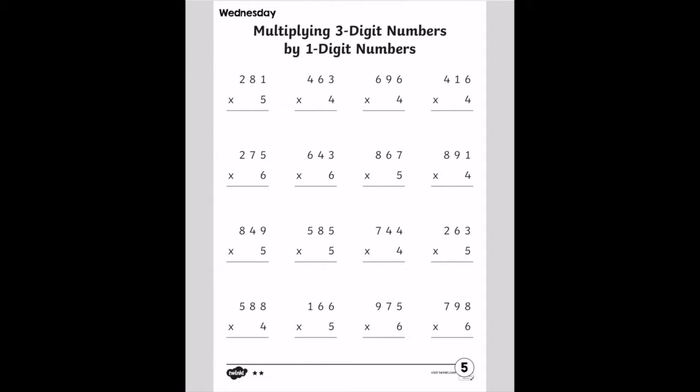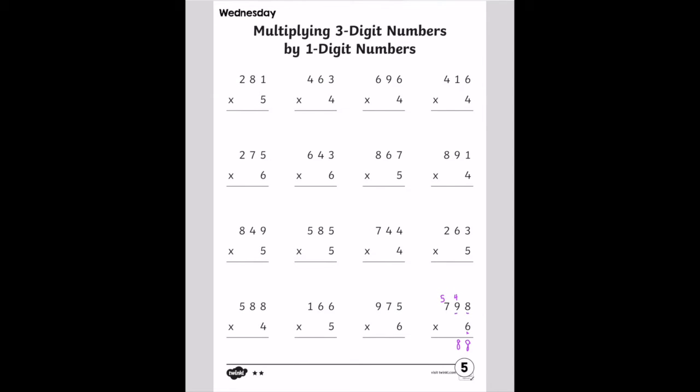Okay, so let's randomly pick, let's do the last problem down here. So we've got 8 times 6, which equals 48. So the units stayed down and the tens get carried. And then we've got 9 times 6, which equals 54. 54 plus 4 equals 58. So the 8 stays down and the 10 gets carried.